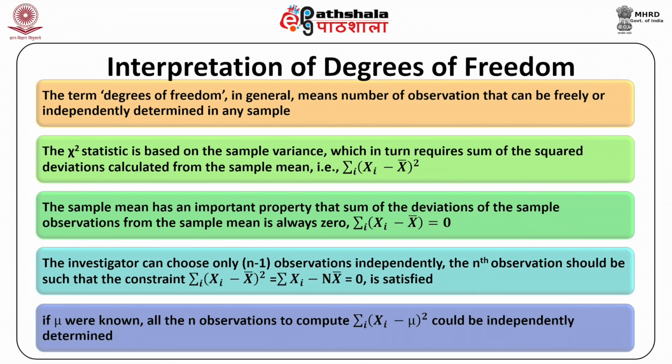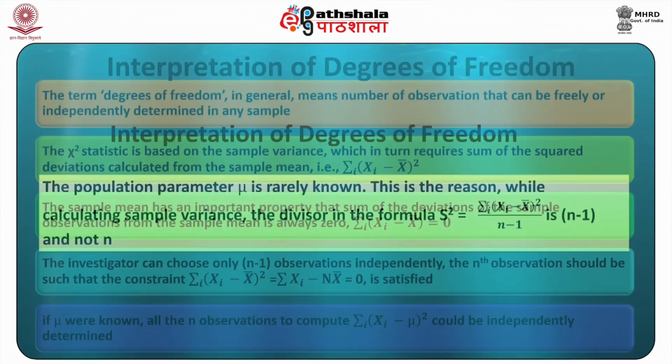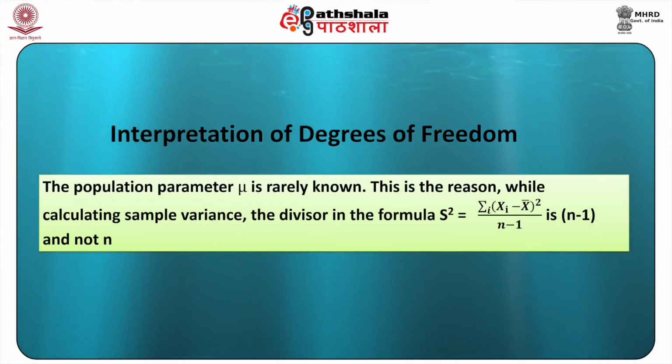It is to be noted here that if mu were known, all the n observations to compute sigma (xi minus mu) square could be independently determined. However, the population parameter mu is rarely known.